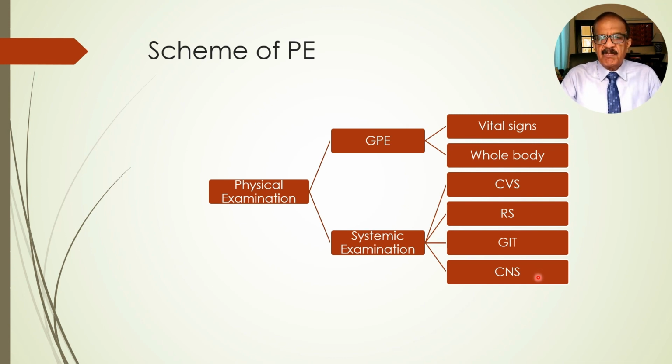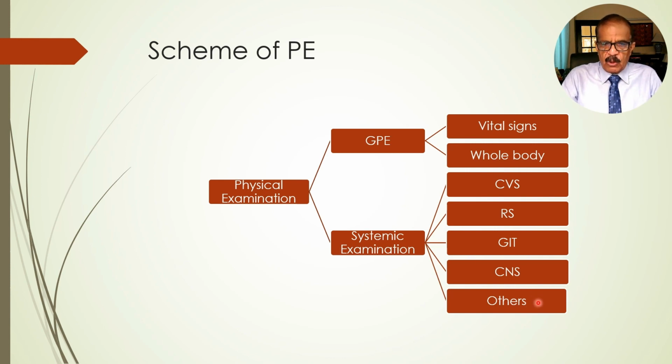So this will complete the CNS. Now, in some cases, depending upon the nature of the history, there may be other systems which may need to be examined, like musculoskeletal, skin, and appendages. So there may be other systems also.